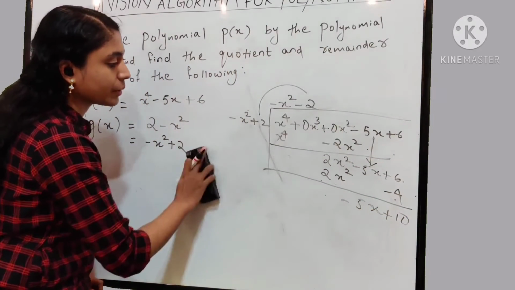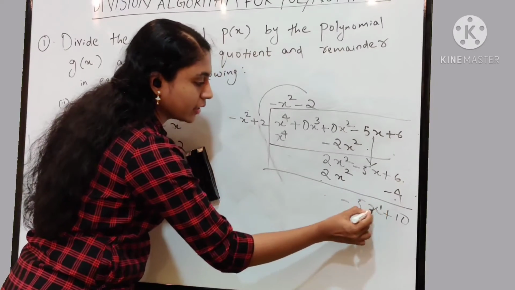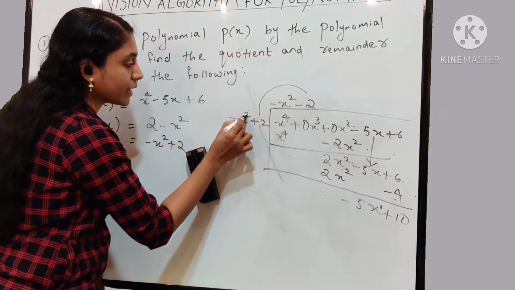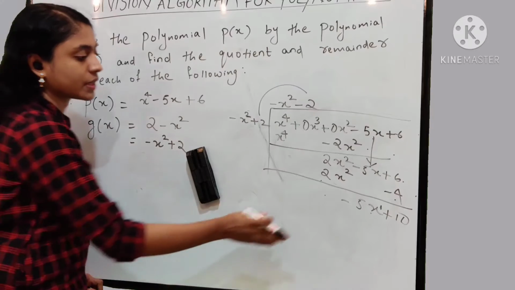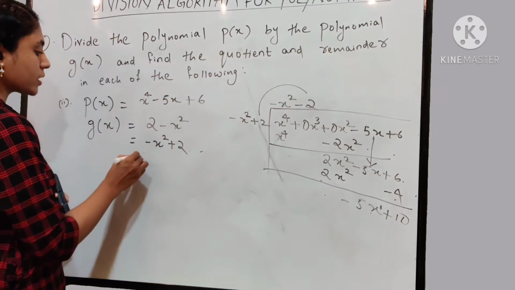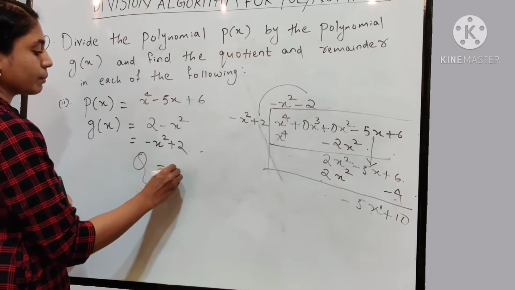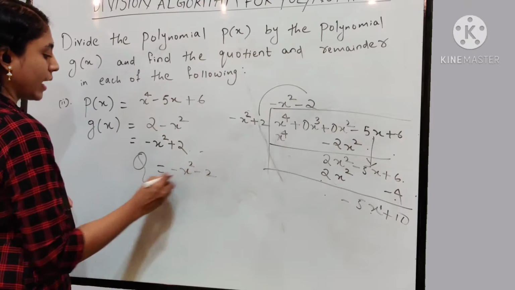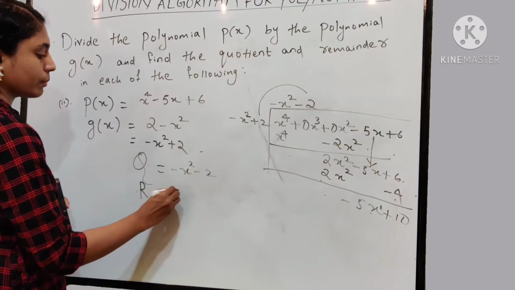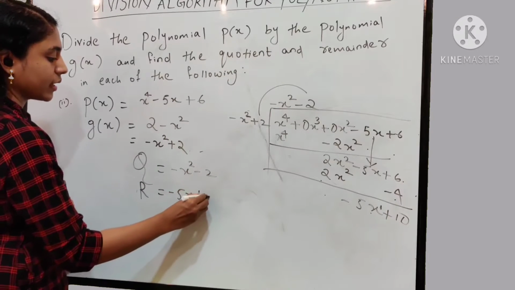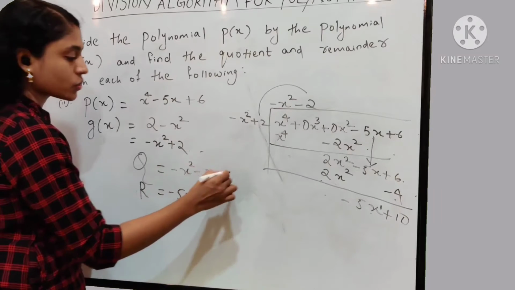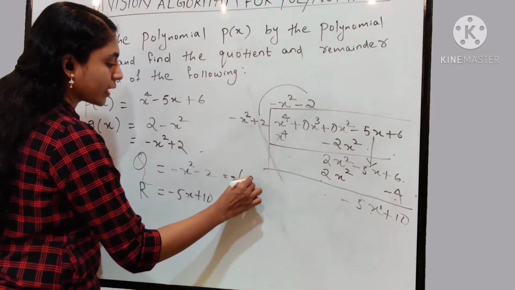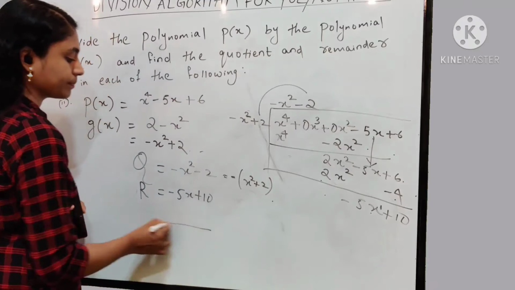Now the degree of the remainder, that is 1, is less than that of the degree of the divisor, that is 2. Okay, so we can stop the division process. So what is the quotient? Quotient is equal to minus x square minus 2 and remainder is equal to minus 5x plus 10. And here we can take minus as common, so that it is minus of x square plus 2.